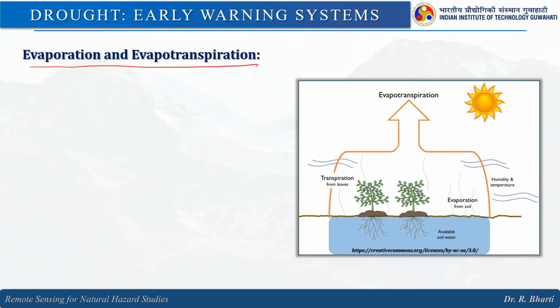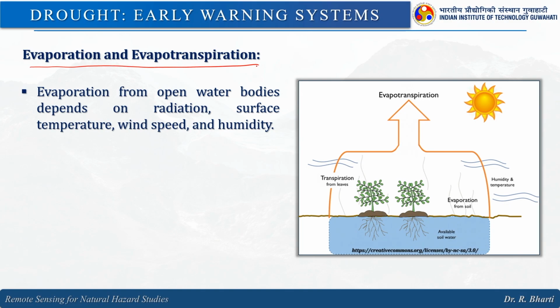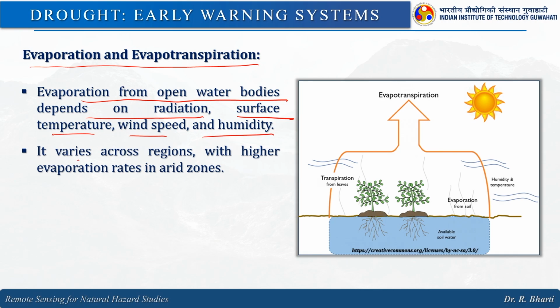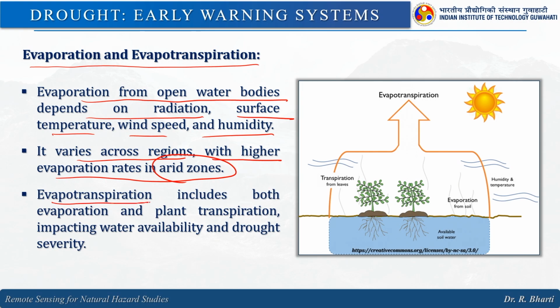Evaporation and evapotranspiration are one of the major parameters. Evaporation from an open water body depends on radiation, surface temperature, wind speed and humidity, right. It varies across regions, with a higher evaporation rate in arid zones. Evapotranspiration includes both evaporation and transpiration, impacting water availability and drought severity, right.